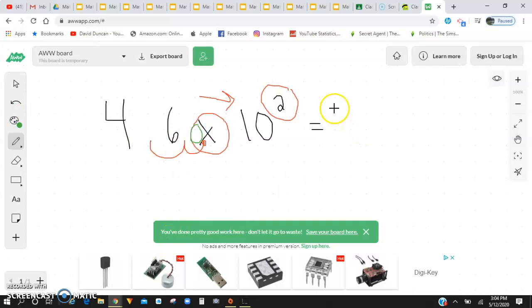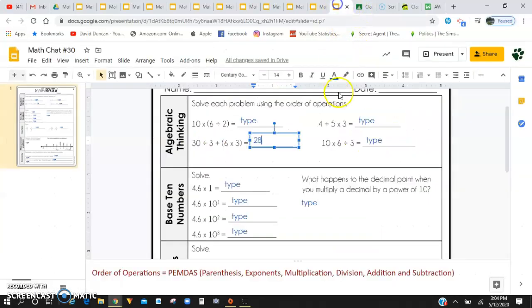So my new answer is going to be 460, then a decimal, 0. Okay, so I moved it over 2 times. So I'm going to have an answer right here, 460.0. And it says, what happens to the decimal point when you multiply a decimal by a power of 10? What happens? Are you moving it to the left, to the right? Is it getting bigger? Is it getting smaller? I want you to explain that work to me right here, or that concept.